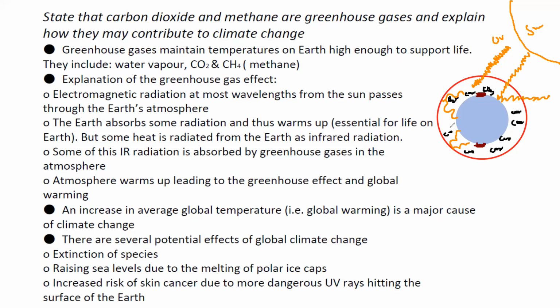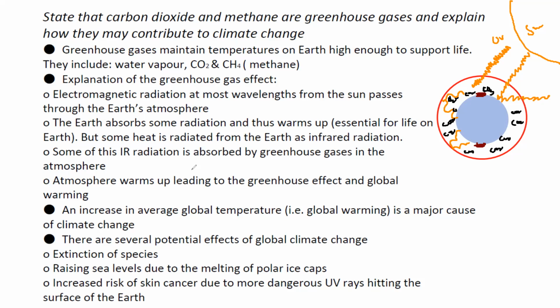As a result of too much carbon dioxide in the atmosphere, what will happen? The temperature of the earth rises too much, and that causes the melting of the ice, and due to the melting of the ice there will be a rise in sea level. So what are the disadvantages here? The advantage is just that it maintains a temperature, but what is the disadvantage? It increases the average temperature, which we call global warming. That is a major cause of climate change.